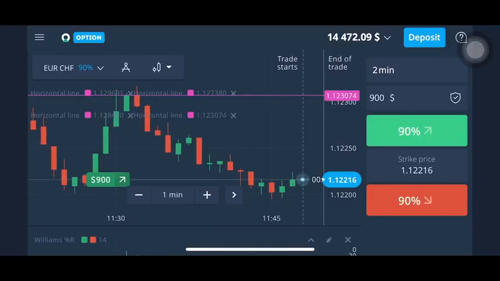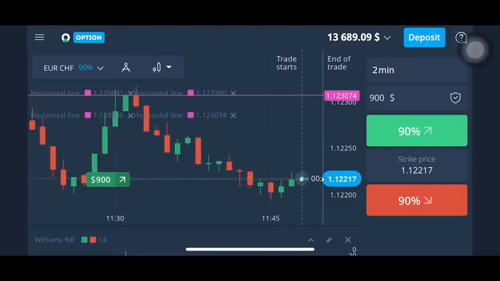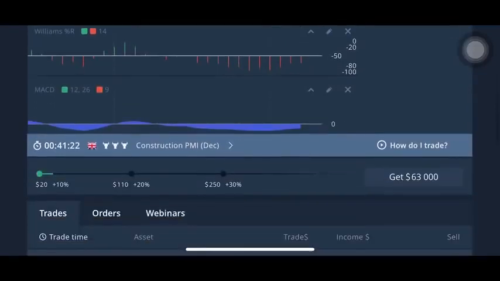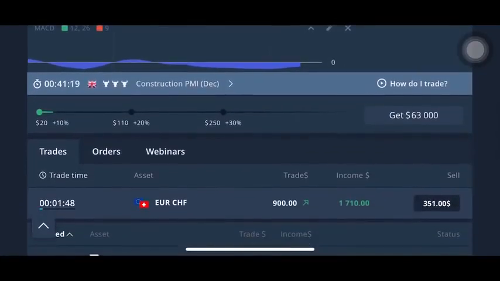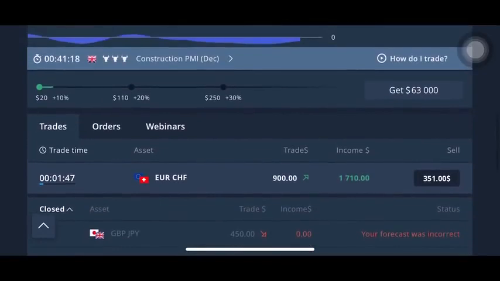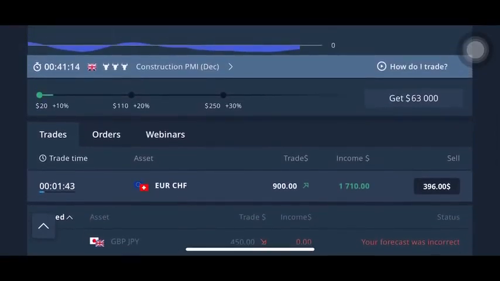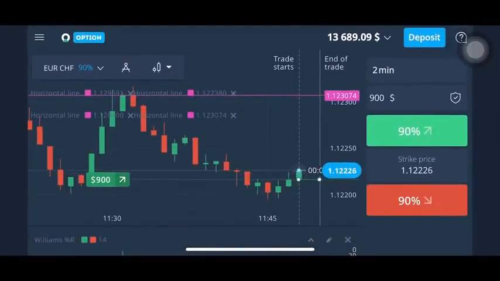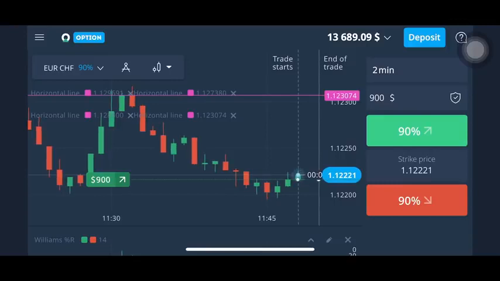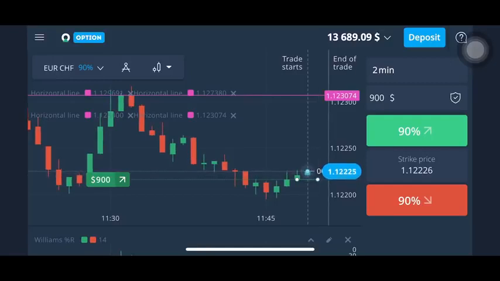We can open an uptrend. I have opened an uptrend for Euro CHF, 2 minutes. $900 is my investment, exactly double my previous investment. You can see here, $450 is what I invested in the last trade, and in this trade I have invested $900, 2-minute time frame. Let's see what we are going to get as a result and how much money is rewarded to us by the market.